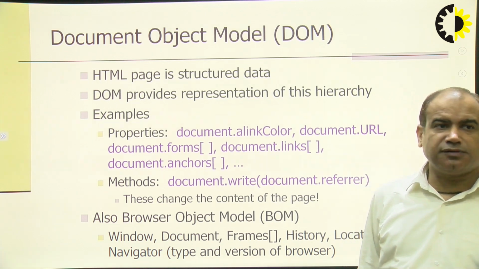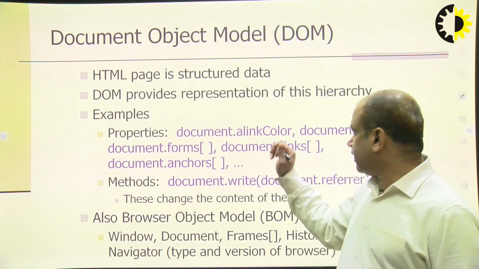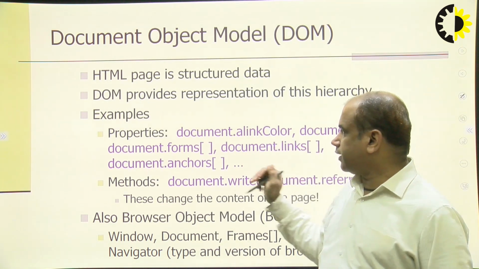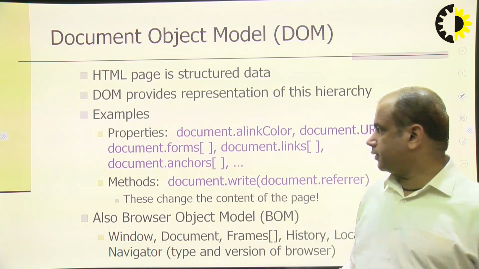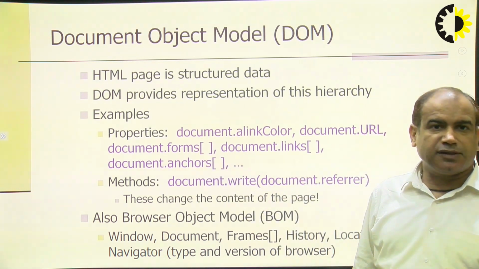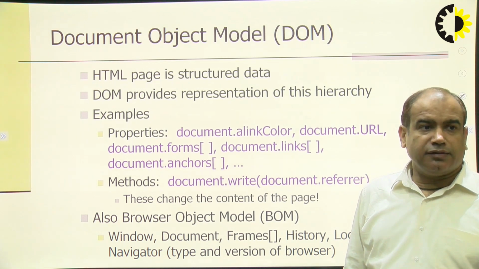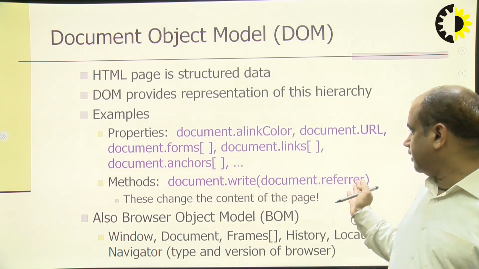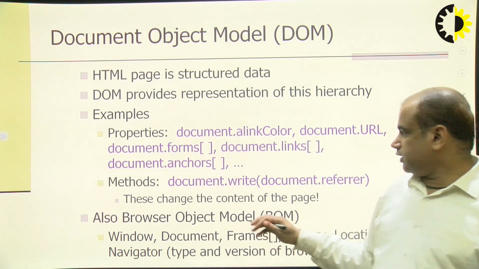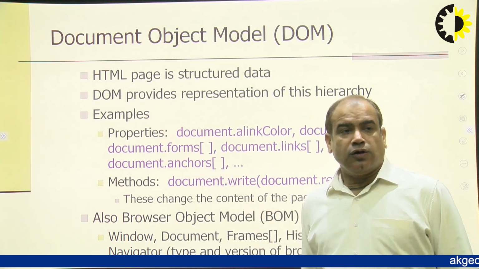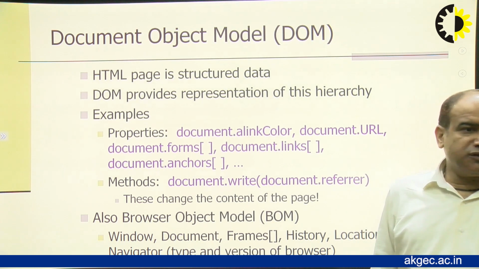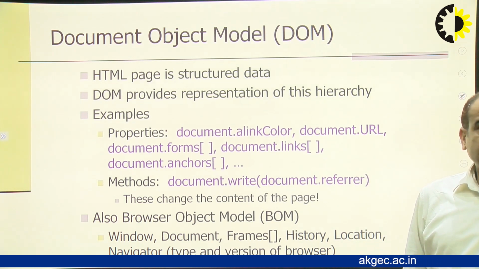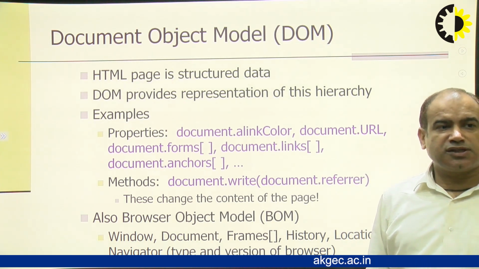So the properties will be document.linkColor, document.URL, document.forms, document.links. All these functions and methods will be used. Earlier we have used document.write or document.reference, so these change the content of the page. Also, the browser object model will be window, object, frame, history, location, navigator.